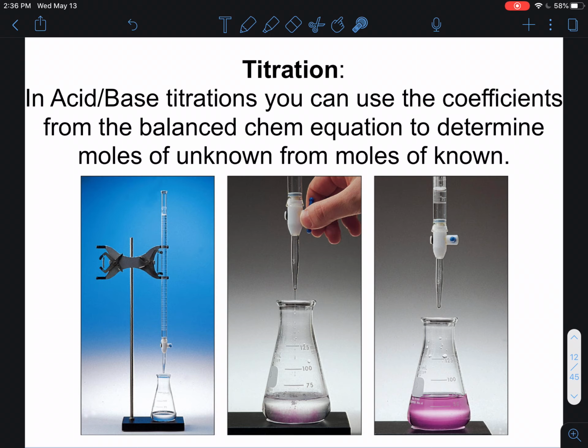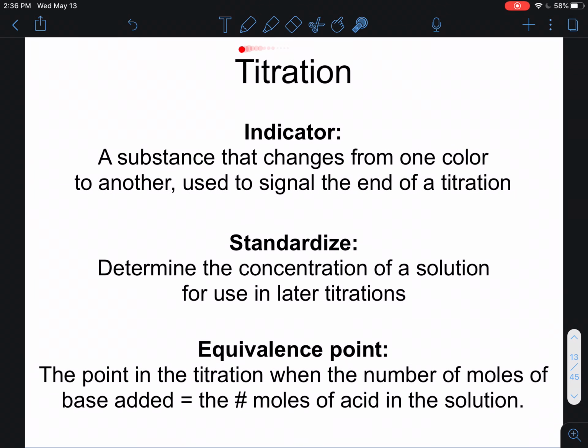Important things about titrations: you have to have some type of indicator. In our lab this week, we used a color indicator, phenolphthalein. It is clear in acidic solutions and pink in basic solutions. We also sometimes have to standardize certain things. We had to standardize our NaOH solution before we could even begin titrating our HCl solution.